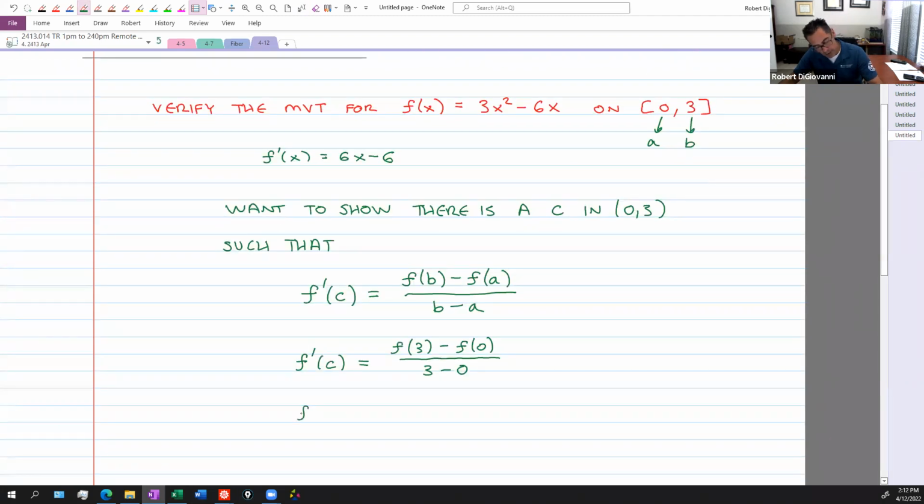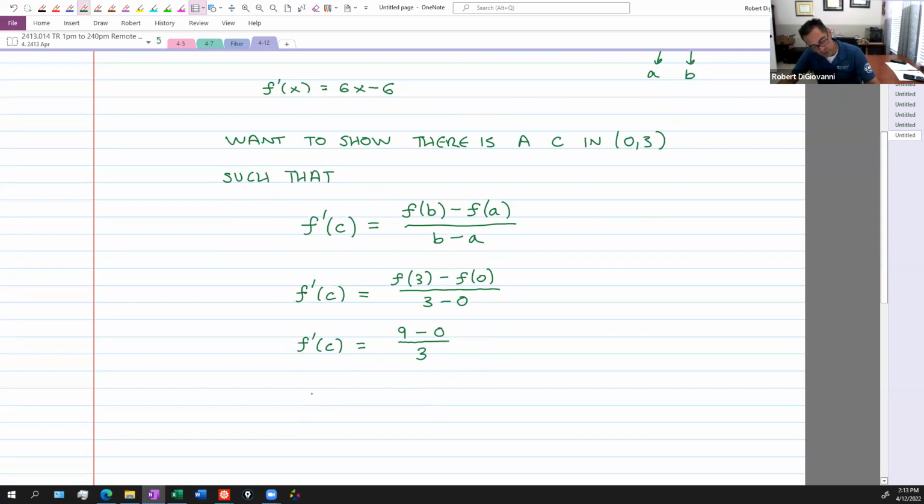Okay, let's keep going. That means we've got to figure out somewhere where the derivative is equal to, well, what's f of 3? That's just 3 being plugged into the original function. So what happens if you plug 3 in here? 3 squared is 9. 9 times 3 is 27, take away 6 times 3 is 18. So 27 take away 18 is 9. You get 9. Minus, what's f of 0? If you plug 0 in here, you get 0. And then on the bottom, 3 minus 0 is just 3. And that's just 9 over 3. So don't we want to show that there's some value where the derivative is equal to 3?